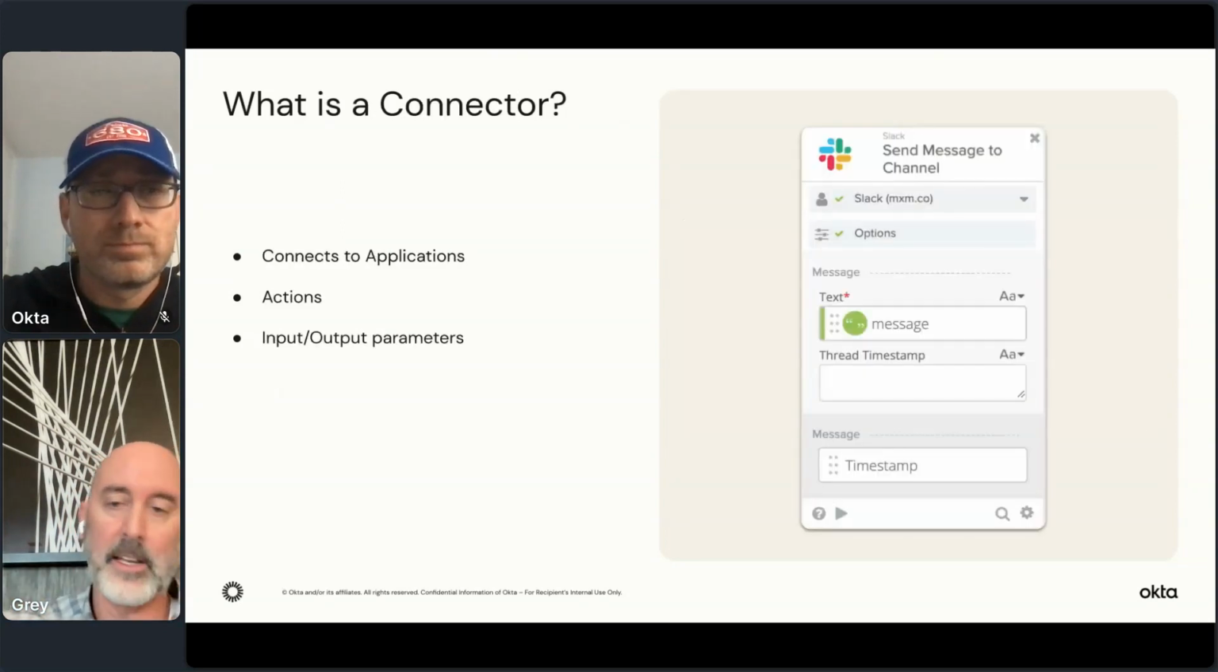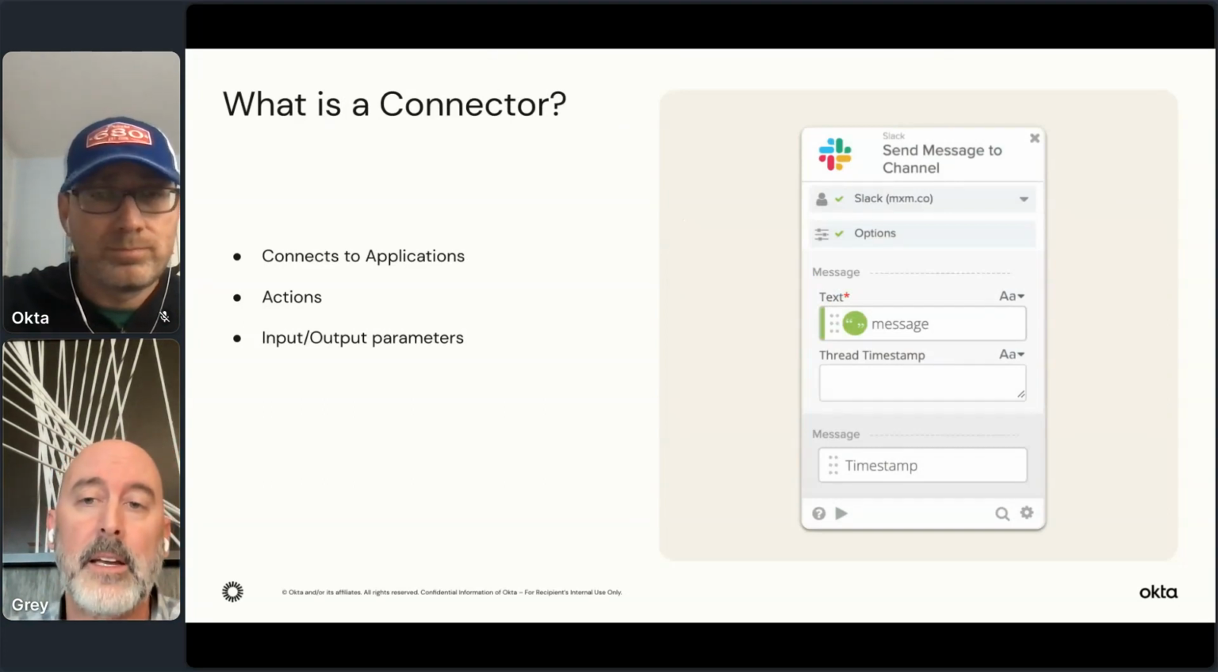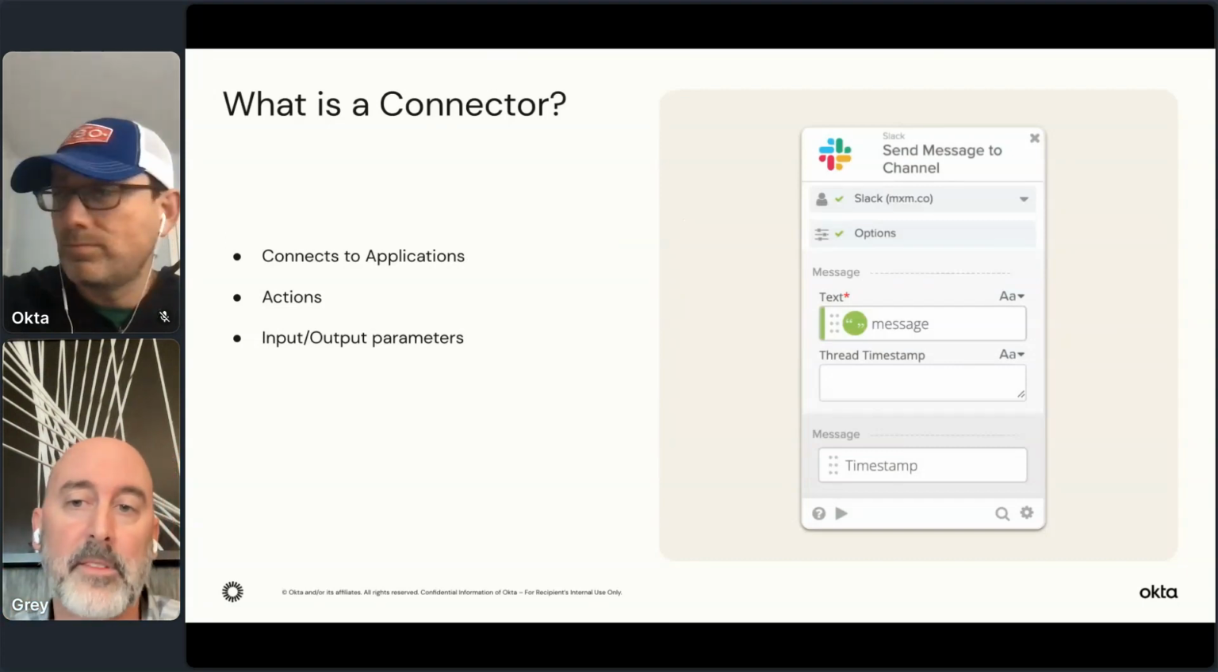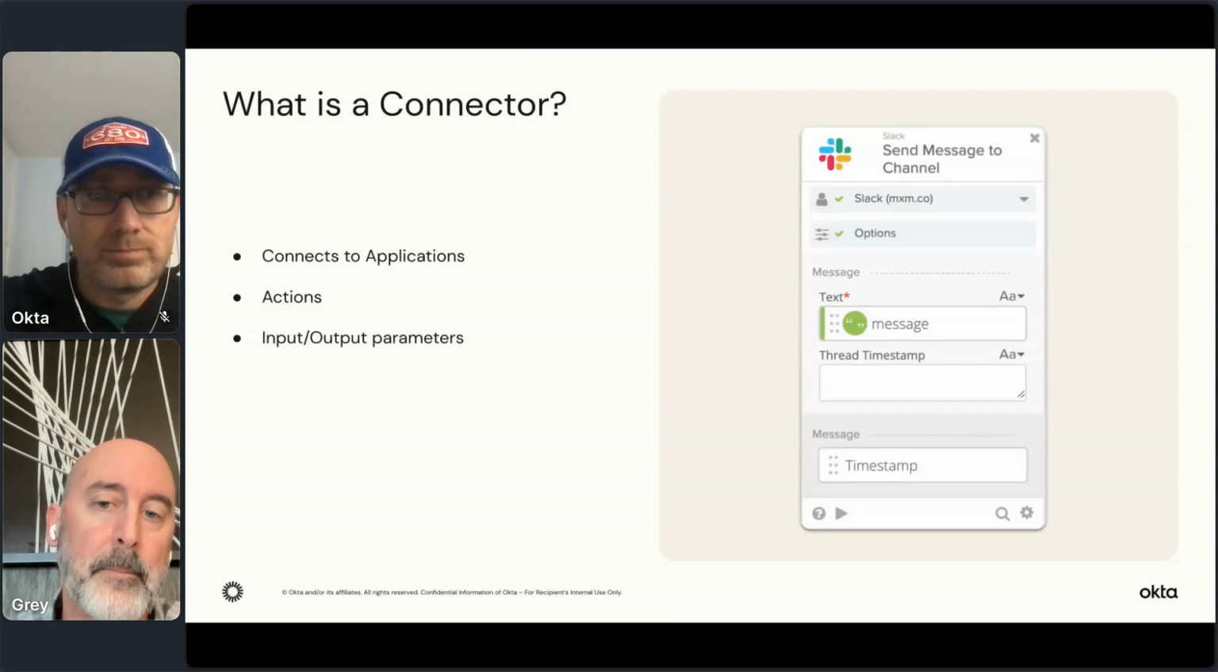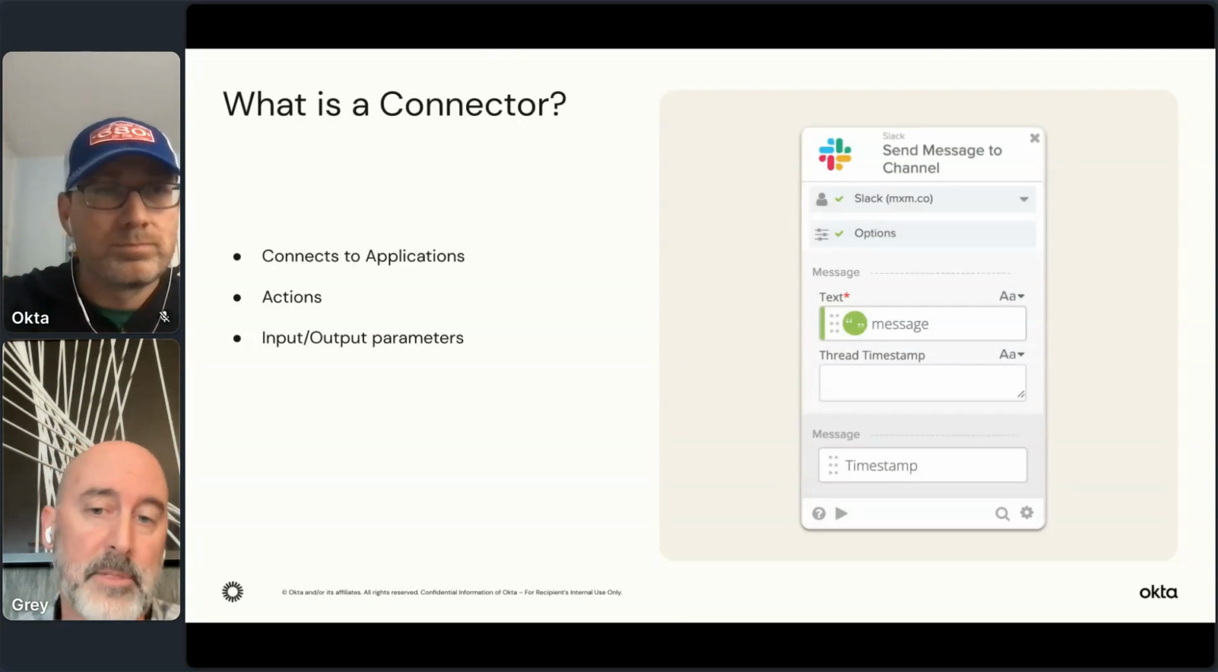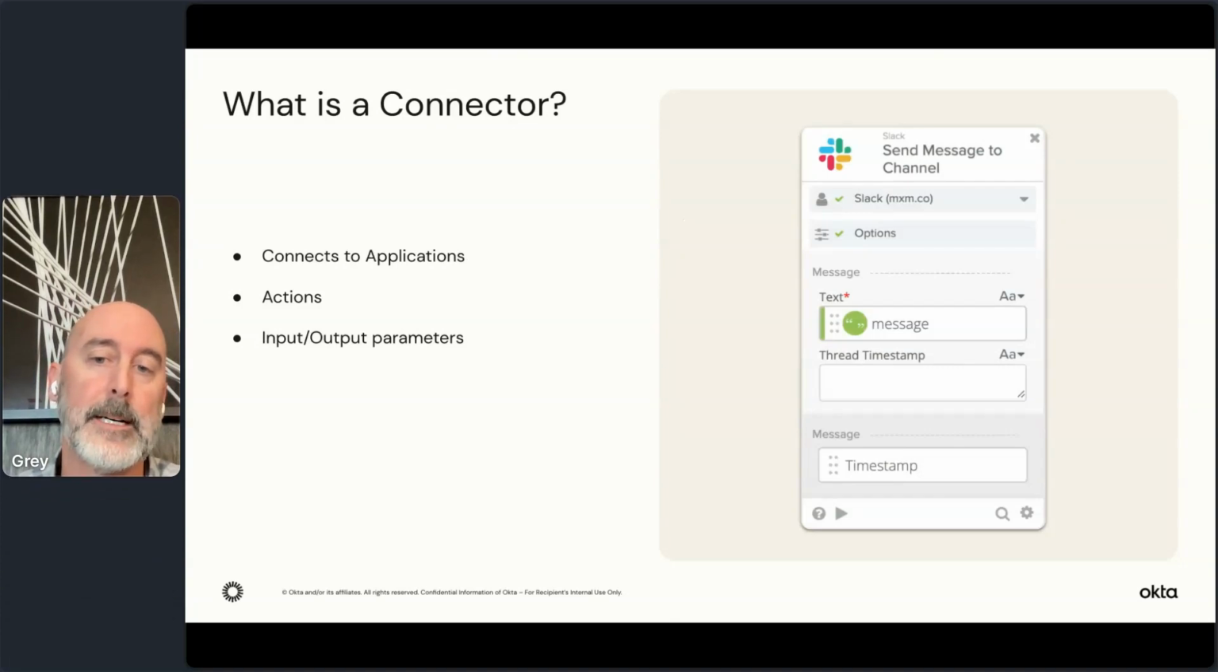So this is what a connector looks like on the screen here. What it does is it connects to an application. Here we see the Slack application connector, and the action for this one happens to be send message to channel. A lot of the connectors and actions have options and inputs and outputs. So in this case, the input would be in the message section, some sort of text that you want to send to a Slack channel, and what you get back is the output, and that's a timestamp of when it was sent. So this is essentially what we will be building out. We're not going to be building it against Slack, but this is kind of the end goal here.